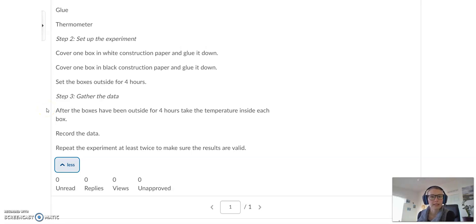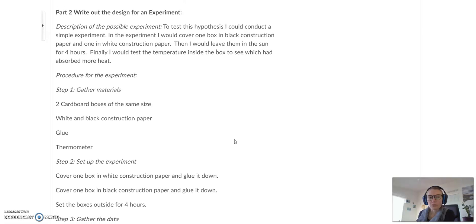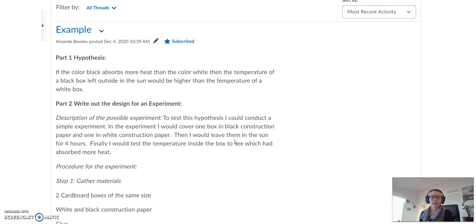What does the person completing this lab need to do to measure the experiment? What kind of data can they expect to find? After the boxes have been outside for 4 hours, take the temperature inside each box, record the data, and then I said to repeat the experiment at least twice. So whatever your idea is, you want to figure out a way to test how heat is absorbed and how it is reflected. What is something that you can do a simple lab with and describe?